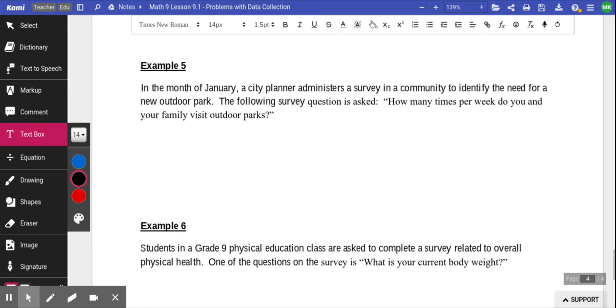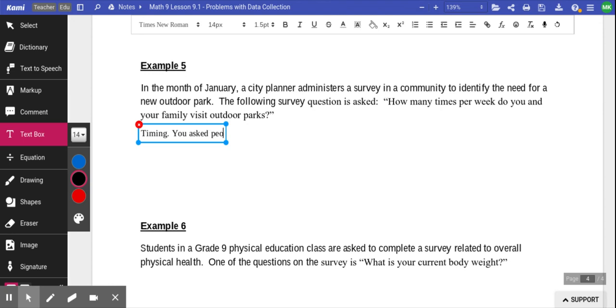Example 5. In the month of January, a city planner administers a survey in a community to identify the need for a new outdoor park. The following question is asked: How many times per week do you or your family visit outdoor parks? The biggest problem with this, the question is actually quite good. That's a good question. The use of language is strong. There's no real bias there. But the issue with this question would be the timing.